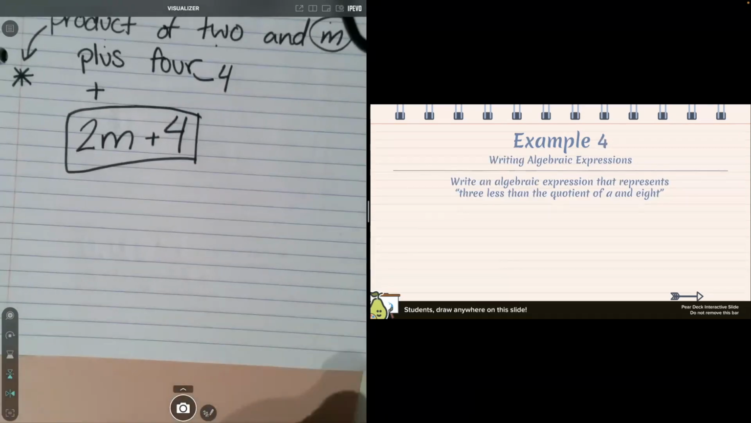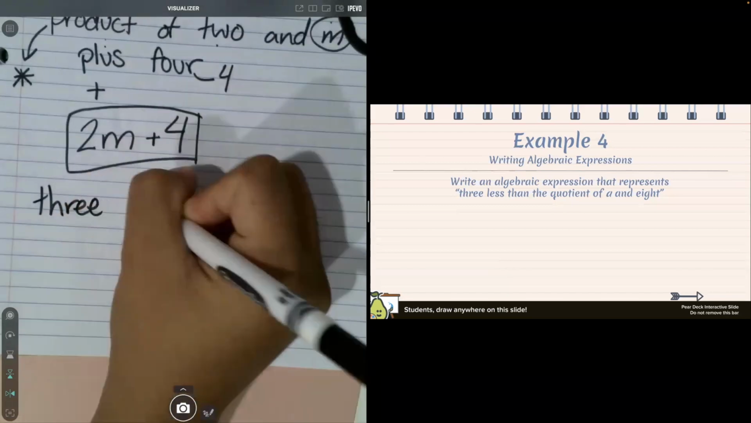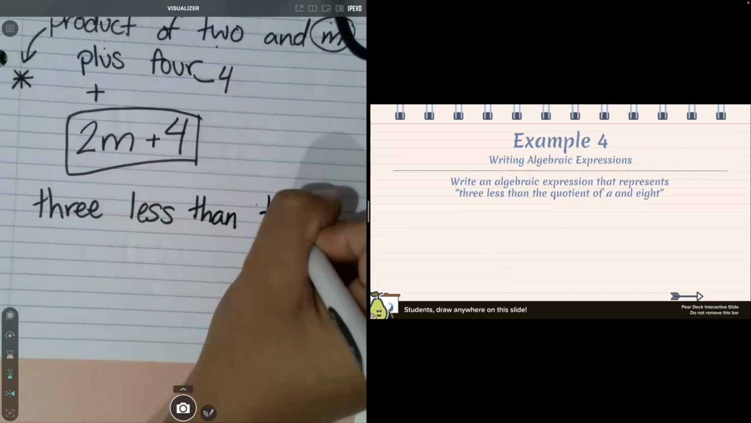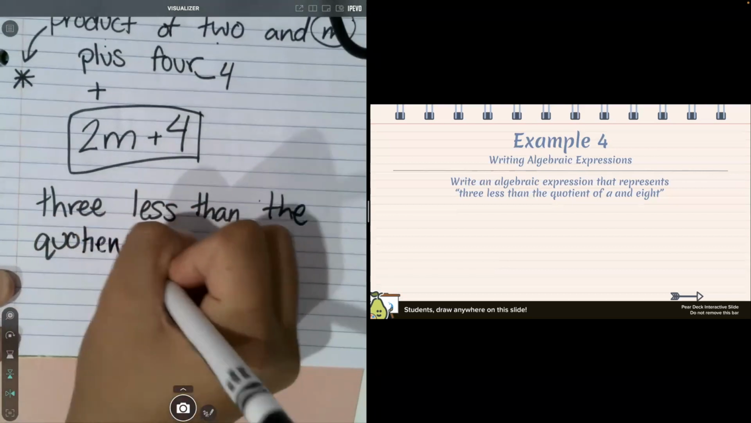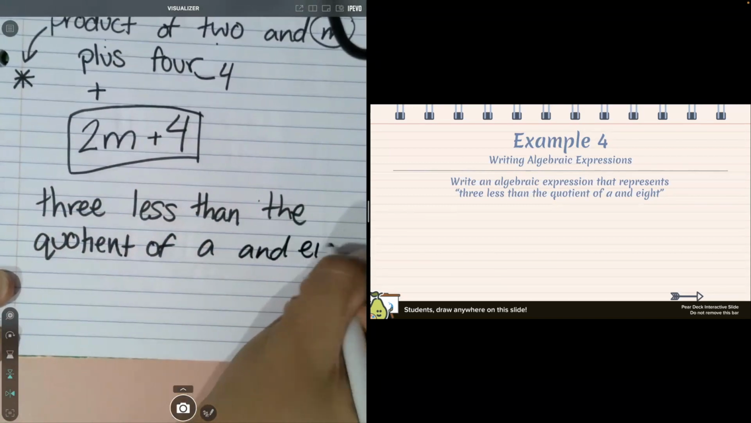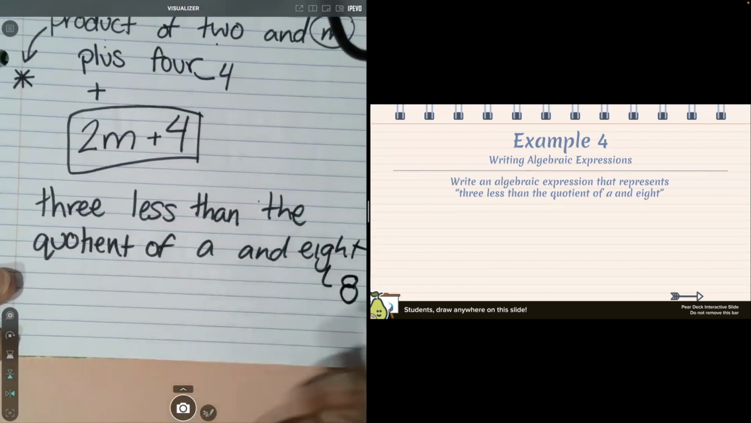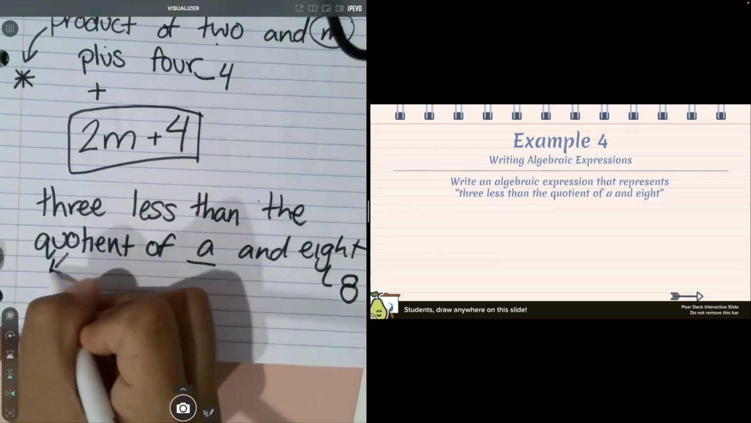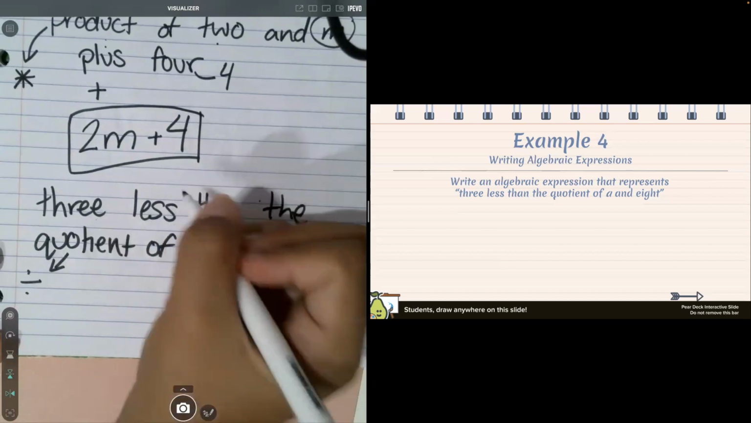Next, write an algebraic expression that represents 3 less than the quotient of a and 8. Again, I'm going to decode this, so this I can write as the number 8. A is going to stay the same. Quotient, we said, is division, and 3 less.